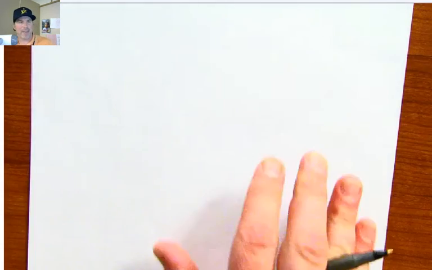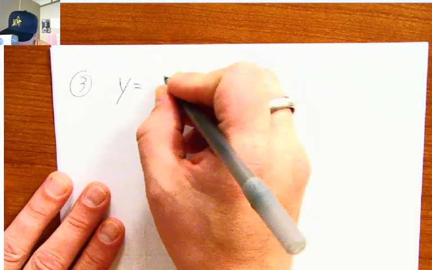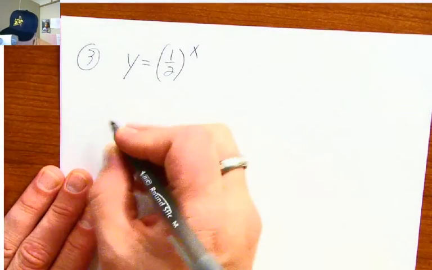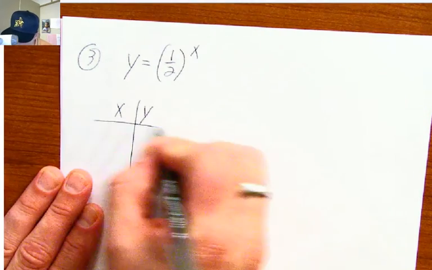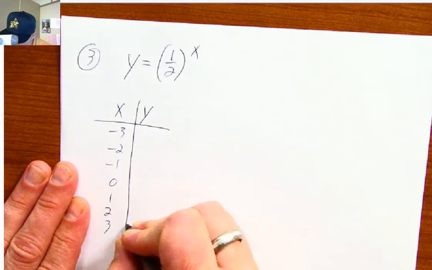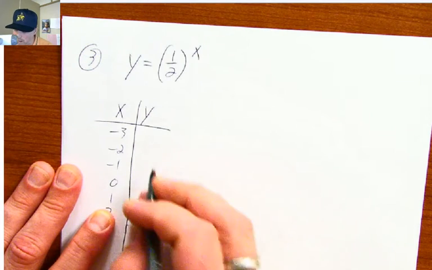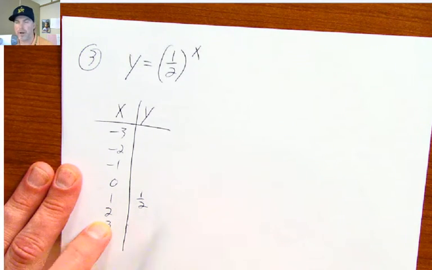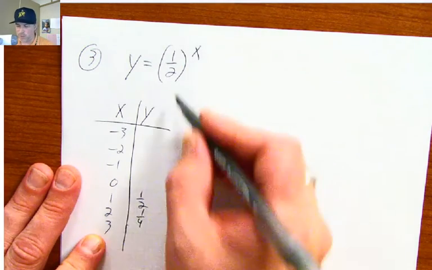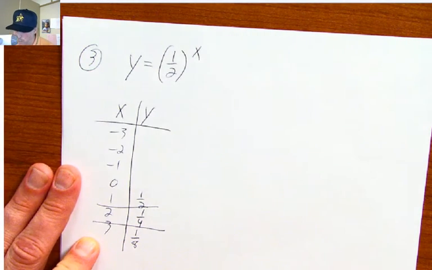What if it was a decay? So for example, number 3. What if it was y equals, instead of 2 to the x, 1/2 to the x? Well, we can make the exact same table of values that we made before: -3, -2, -1, 0, 1, 2, 3. And same thing, let's start with the ones that we're familiar with. 1/2 to the 1 is equal to 1/2. 1/2 to the 2, 1/2 times 1/2, that's 1/4. Excuse me, 1/2 to the 3, 1/2 times 1/2 times 1/2, is equal to 1/8.